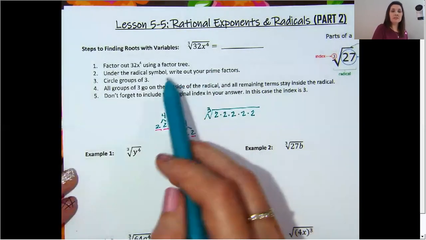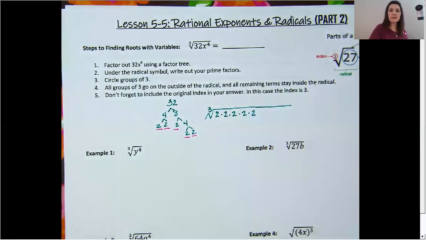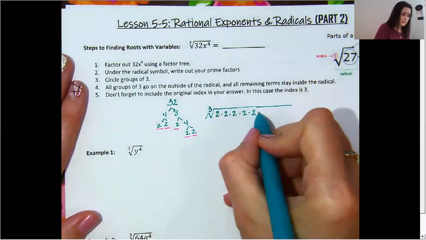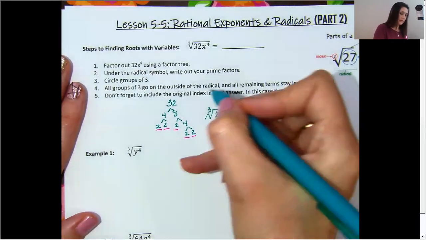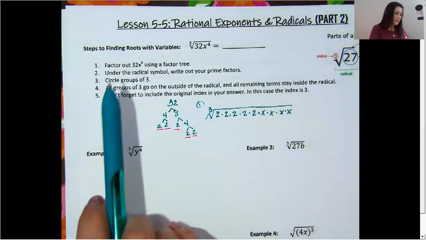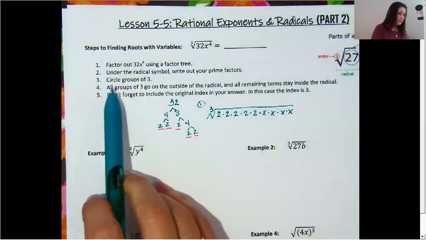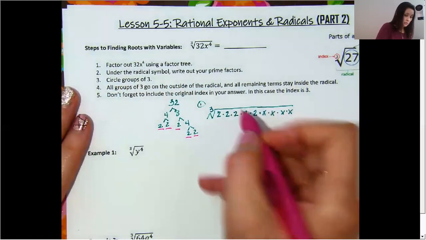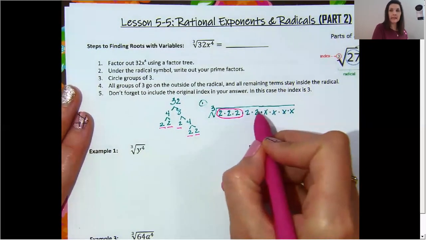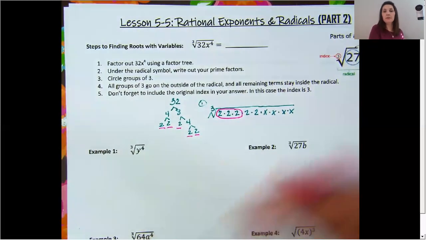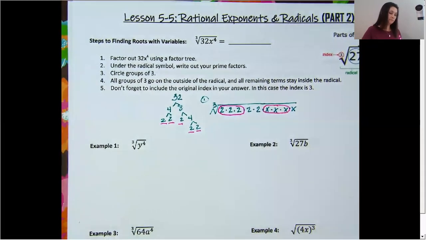The next thing I'm going to do is factor out my x to the fourth. And all that you're doing with x to the fourth is x times x times x times x. So I just include that in here. So this right here was step number 1. Under the radical symbol, write out all your prime factors. So we did that. And then we're going to circle groups of 3. So here we go. Circling my groups of 3, I have one group of 3 twos. And then these two have to stay inside the radical symbol because those are left over. I don't have a third 2 to match it with. And then I have a group of 3 x's with one left over, okay?